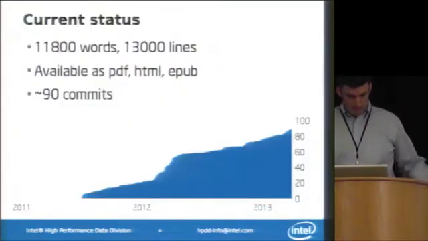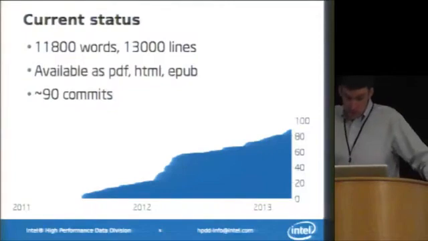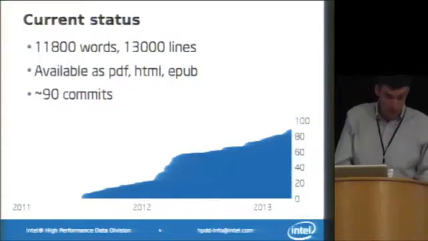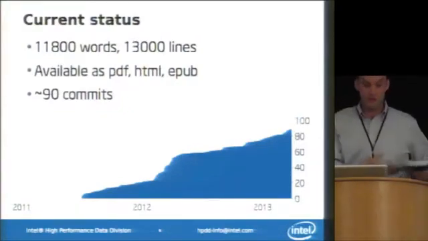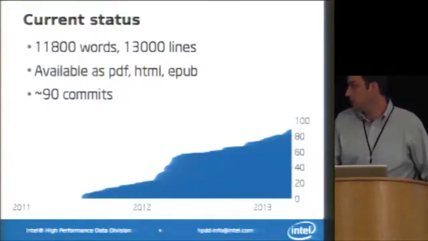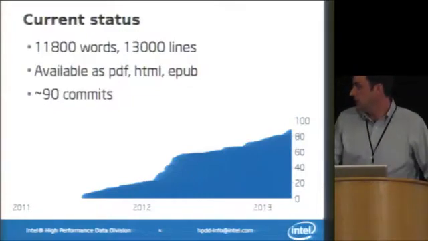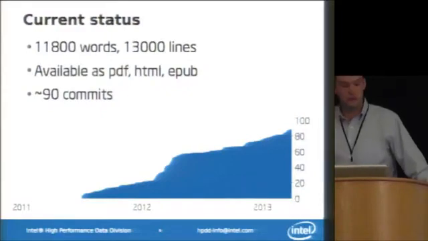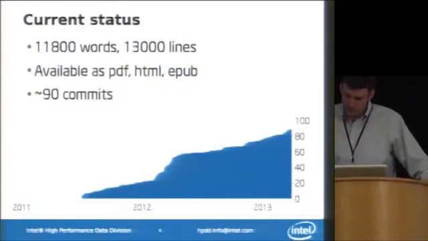And as you can see here, we can do some analysis on it. It is, in fact, over 100,000 words. That's a typo up there. You can see what that looks like printed out. It's about the size of a typical novel. It's available instantaneously for all builds as PDF, HTML, and EPUB. And we've accumulated 90 commits. And I'm pretty pleased with that.